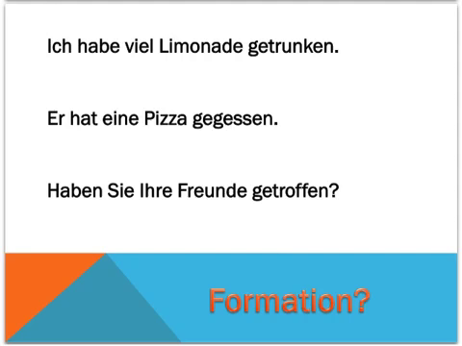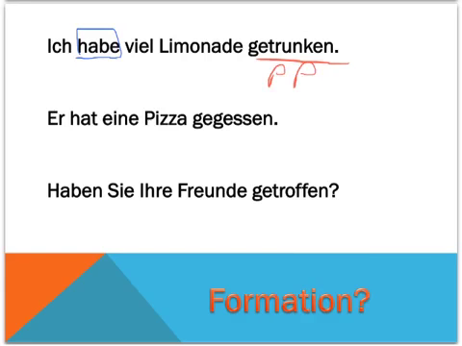Let's have a look at how this tense with irregular verbs is formed. You'll notice that it's not dissimilar to regular verbs with just a couple of exceptions. So the first example, ich habe viel Limonade getrunken. You can see we still have our form of haben, and at the end we have our past participle.